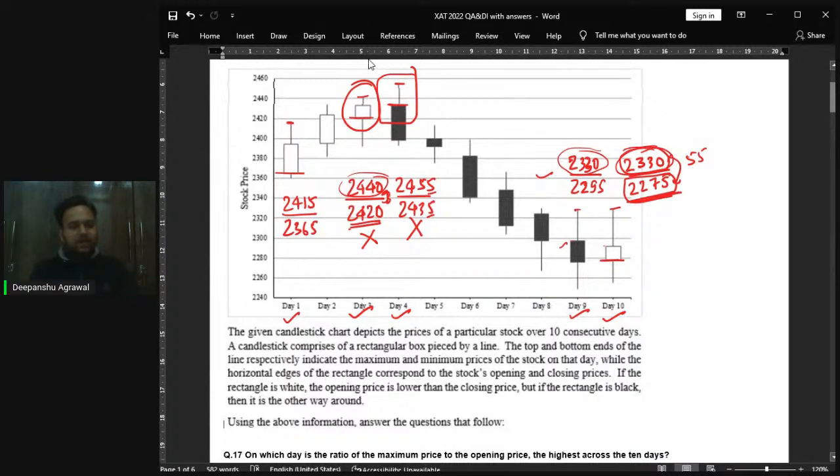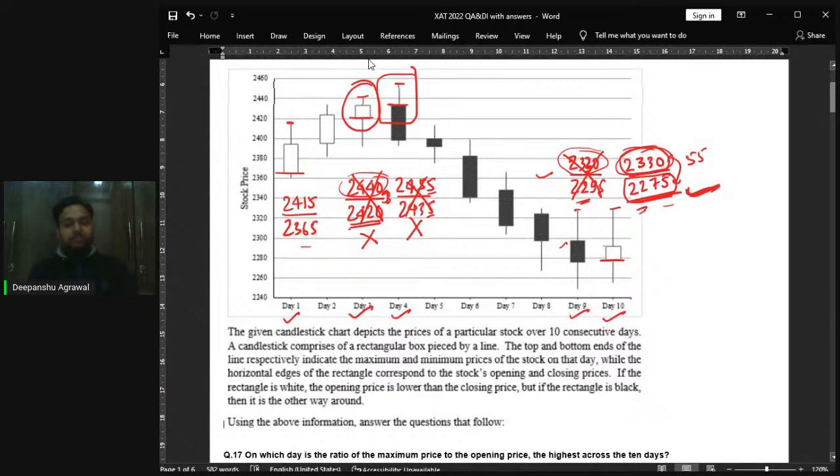If we have recorded it correctly, let's erase this. And if we compare between day 9 and day 10, the numerator is almost the same, but the denominator is less in this case. The fraction having the lesser denominator will always be higher than the fraction having a larger denominator. Okay. So this can't be the answer. So we just have to compare the rest two.